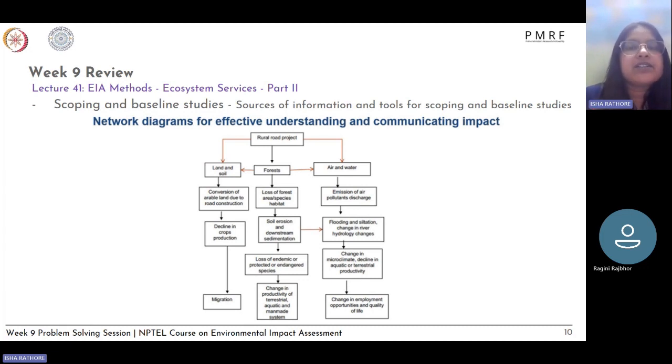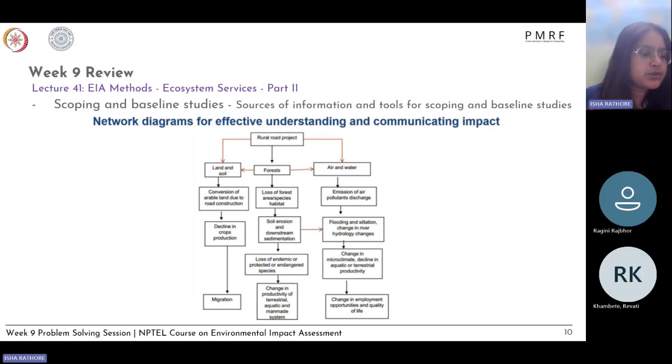these environmental parameters are affected because of the project, and then you need to mitigate changes and see how mitigation measures can be planned around it. So this was the network diagram which was discussed.